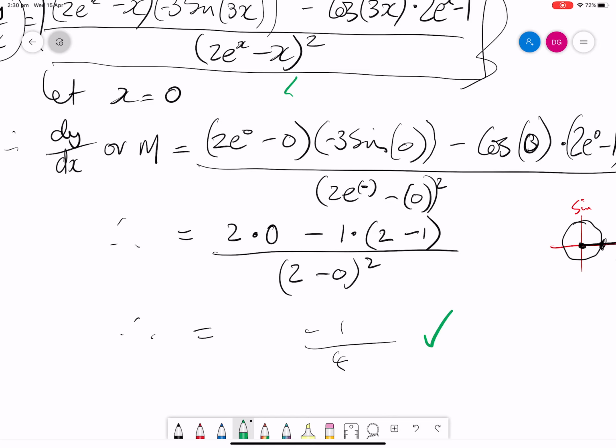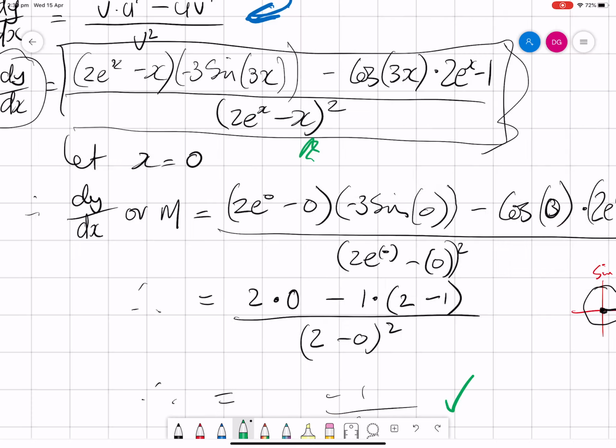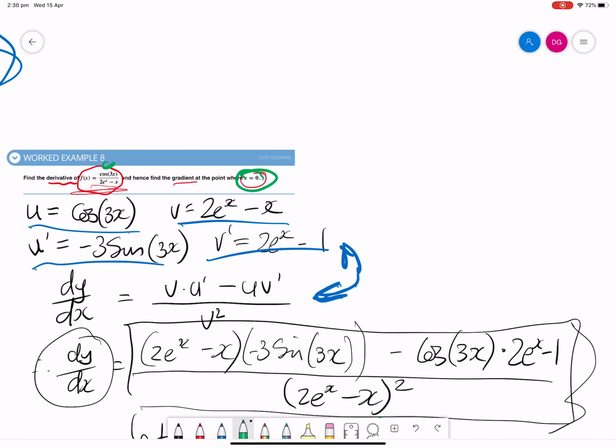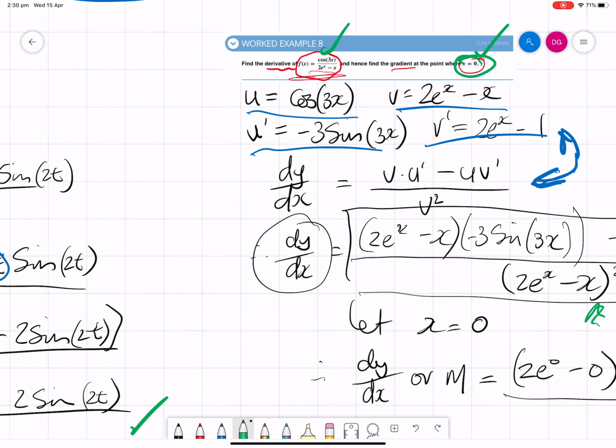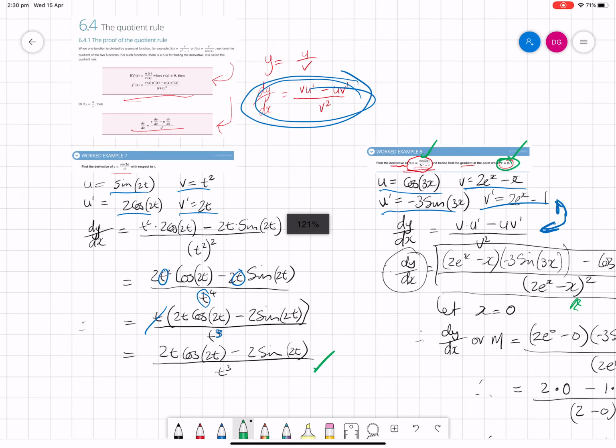So this is the derivative, the gradient function that we did up there. This is the value of the gradient at x equals 0. So we've ticked off both parts of the question, and now we can move on to the next question. So hopefully those couple of examples have made things a little bit easier for you.